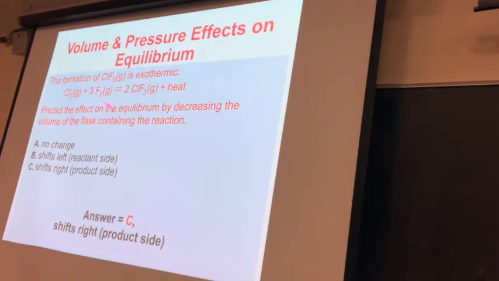So if your boss wants you to make ClF3, I would say, well, yeah, try and keep the temperature relatively low. That'll make the reaction go this way by Le Chatelier's principle. But I would also encourage you to use a smaller volume, because 4 moles will try to go to 2 moles that way too, which is cool.